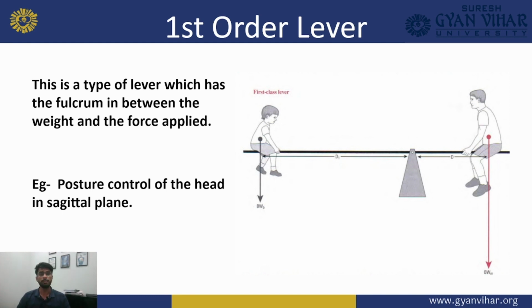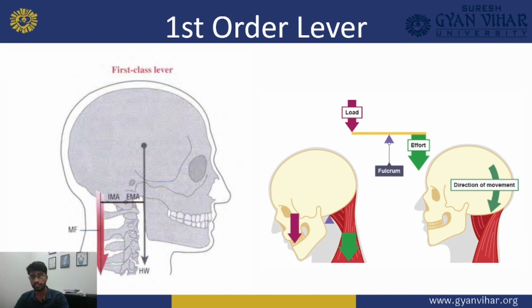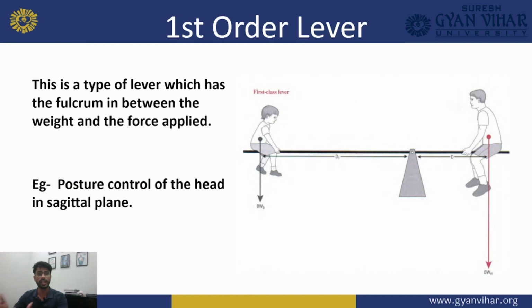This is a type of lever which has the fulcrum in between the weight and the force. Remember, in first order lever, fulcrum is in between the weight and the force. As you can see in this example, the example that we studied earlier, maintenance of the upright posture of a head in sagittal plane. So whenever we are asked what is a first order lever, give that example. You should remember that posture control of the head in sagittal plane is a classic example of first order lever. Let's understand how it is.